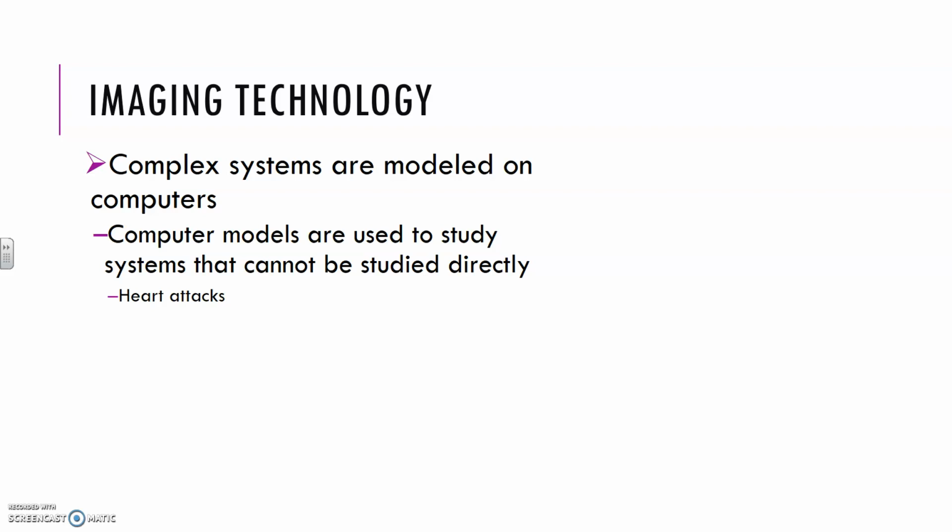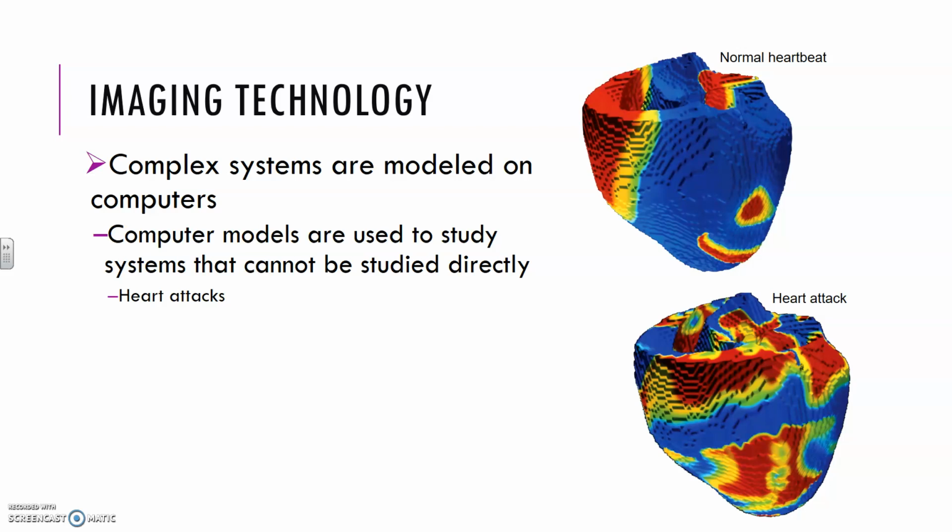They will also use these complex systems to model things like heart attacks. So when you have a normal heartbeat, you'll see regions of contraction and relaxation within the heart, and they are supposed to be in very specific regions. They are very contained, and that's keeping the rhythm of the actual normal heartbeat. During a heart attack, all of that normal rhythm gets thrown off. So you see contractions and relaxations in very different patterns.